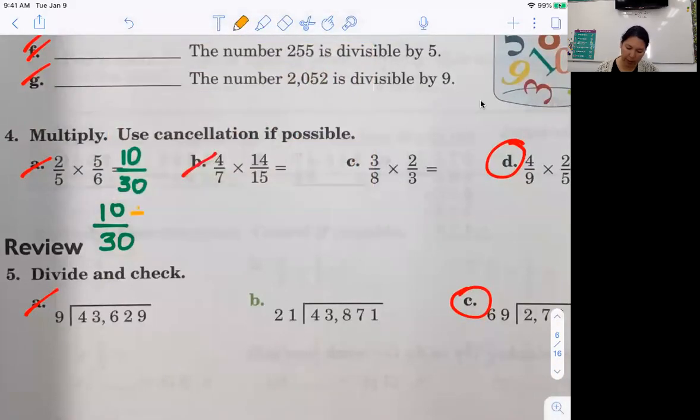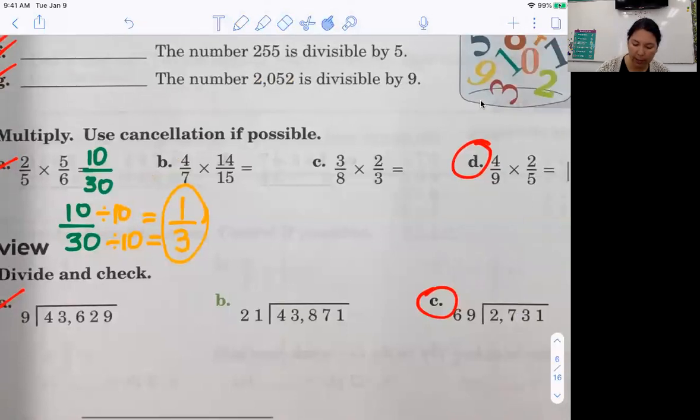Okay, so I'm going to divide by 10. Divide by 10. How many 10s can go into 10? 1. How many 10s can go into 30? 3. So my answer is 1/3. All right? I was going to do B, but I'm actually going to skip that one. So let me just erase that so it's not crossed out. Okay, so A is your sample.